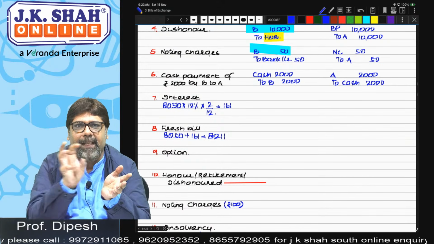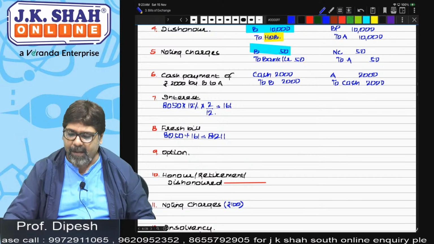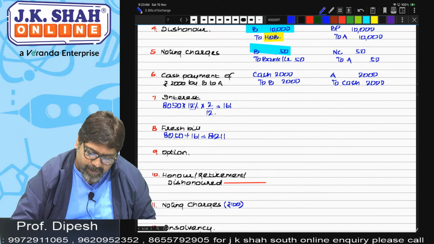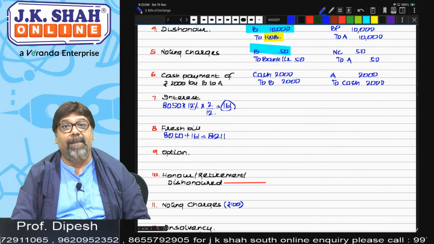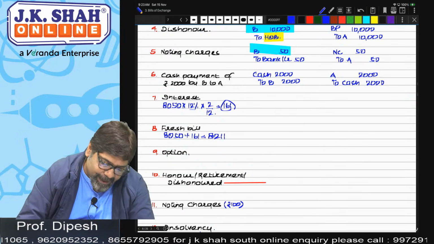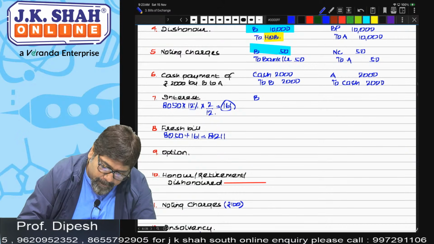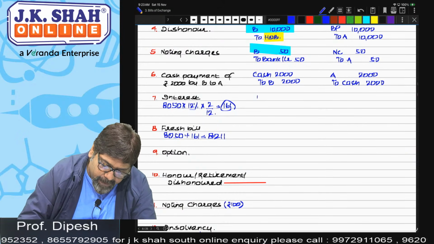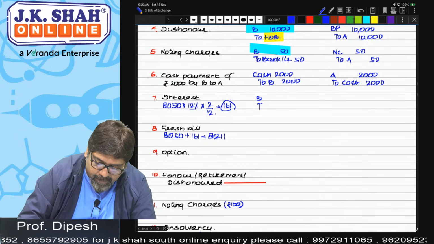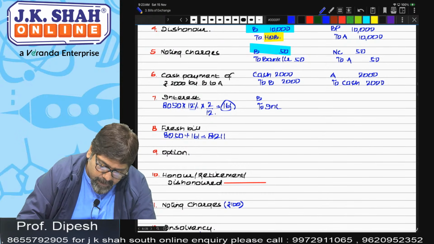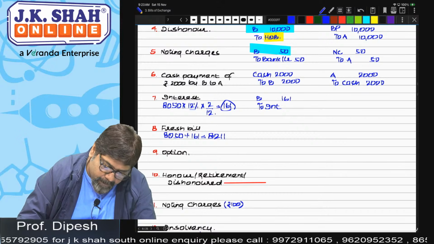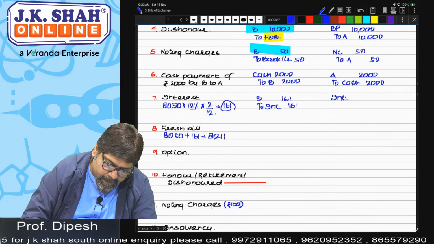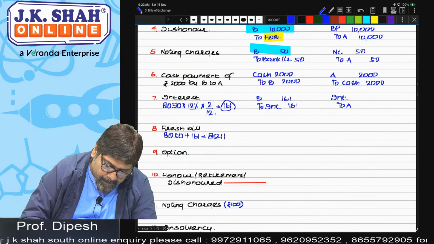But that 2 months' interest you add to the bill. I said, okay. So interest is 8,050 into 12% into 2 by 12, which is 161. So I drew another bill. Interest of 161: for me, interest is income receivable from B, and for B, interest is expense payable to A.